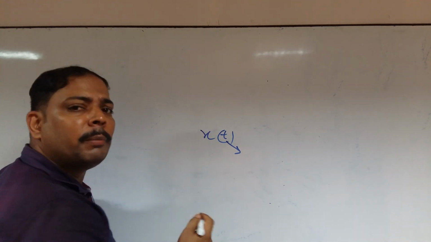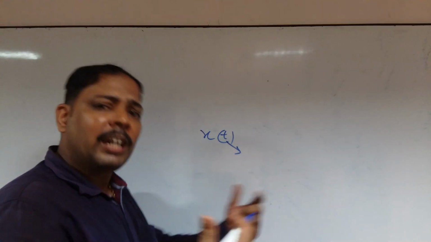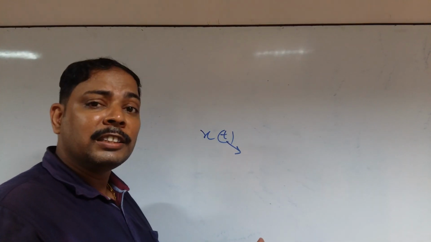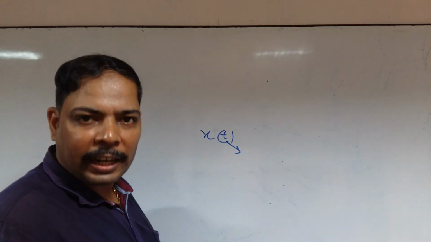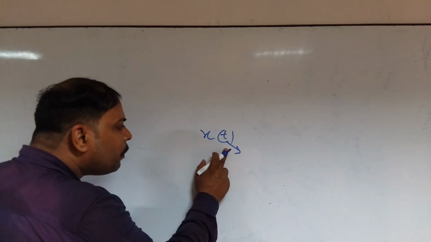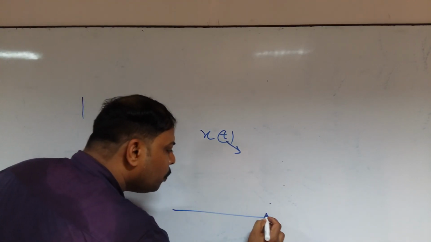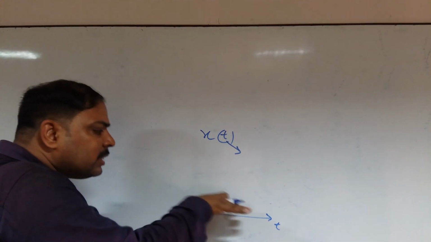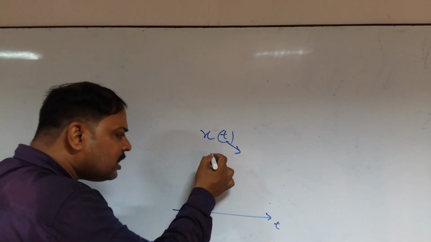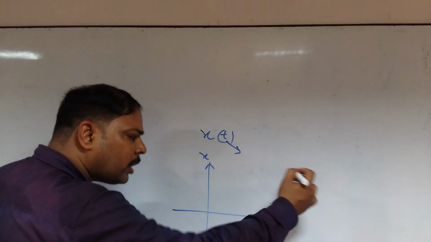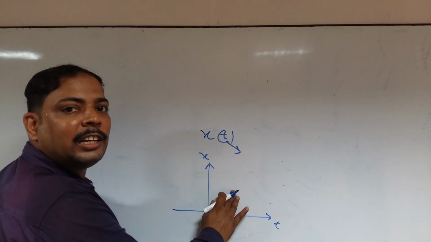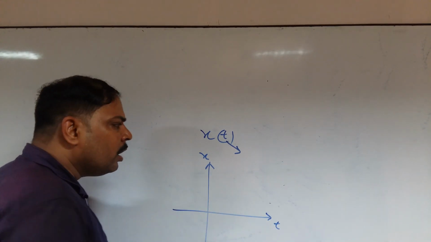But this dependent variable may be voltage, current, electric field intensity, magnetic field intensity, velocity, force, or anything else you can take. Anyway, x is a function of time. That means to plot this, you have to take the abscissa as the time axis and the ordinate as the x or amplitude axis. Whatever plot we draw here is basically known as the signal plot.